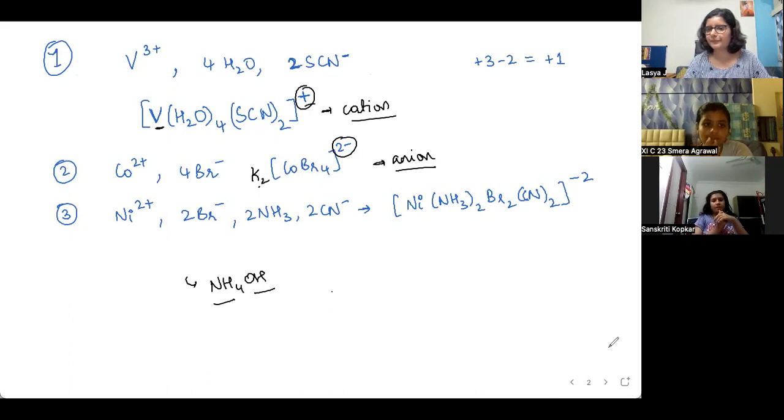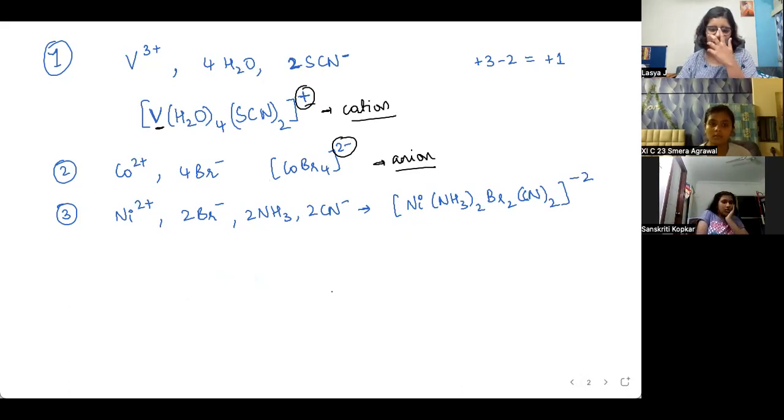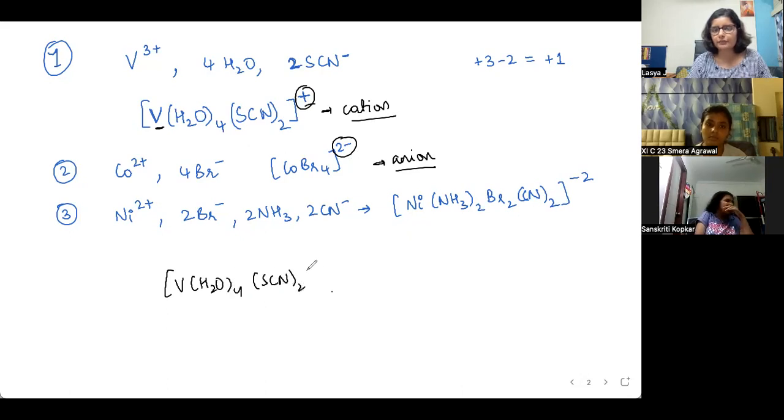Ma'am, I did not understand. So basically, it doesn't matter whether the complex is a cationic complex or an anionic complex. Always the cation is named first. For example, I'll take this example. Suppose it's a cationic complex, same vanadium, aqua, SCN taken twice, and then Cl. Here you will name the complex first because it's a cationic complex, and then end it with chloride.